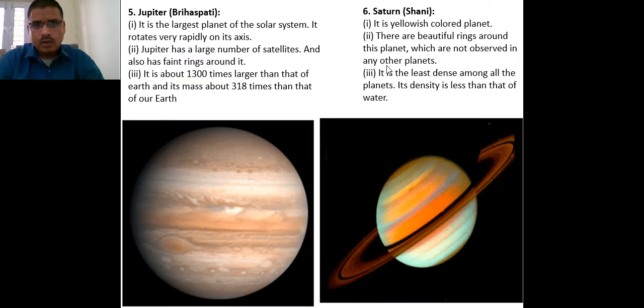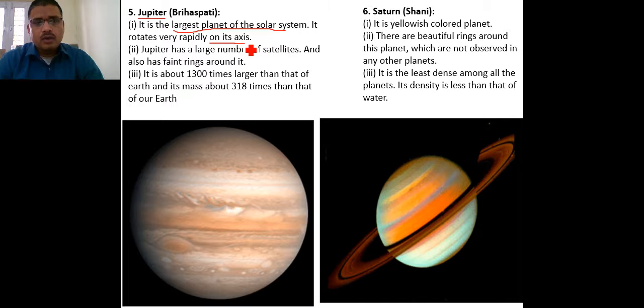Now, if we talk about Jupiter, it is called Brihaspati. Brihaspati is the largest planet of the solar system. As I told in the previous cases, Mercury is the smallest planet, whereas Jupiter is the largest planet of the solar system. It rotates rapidly on its axis.